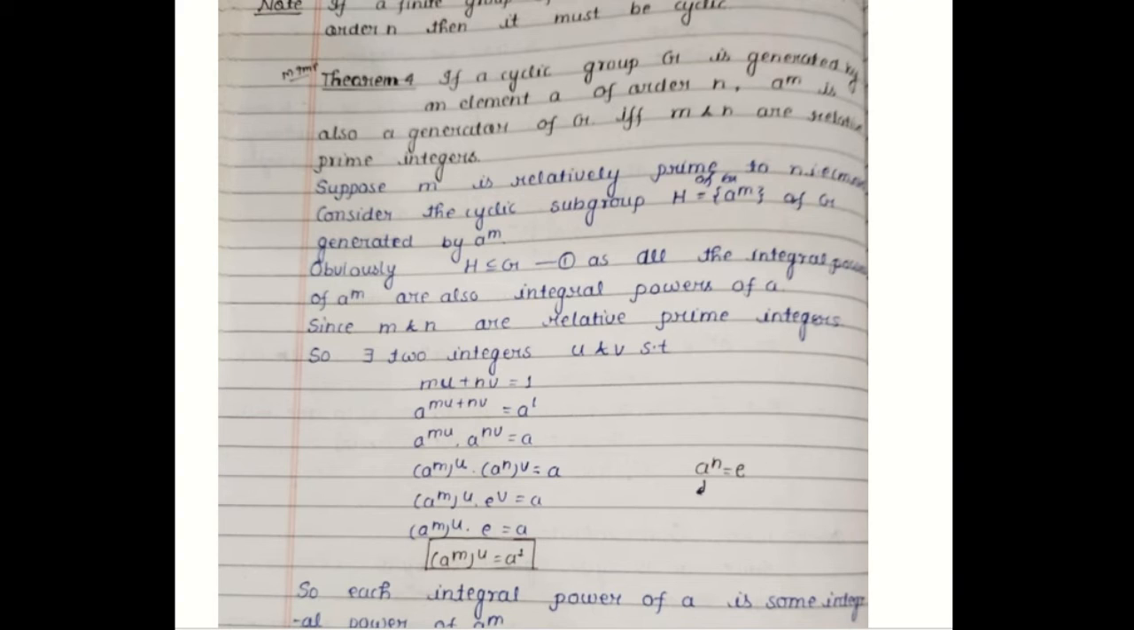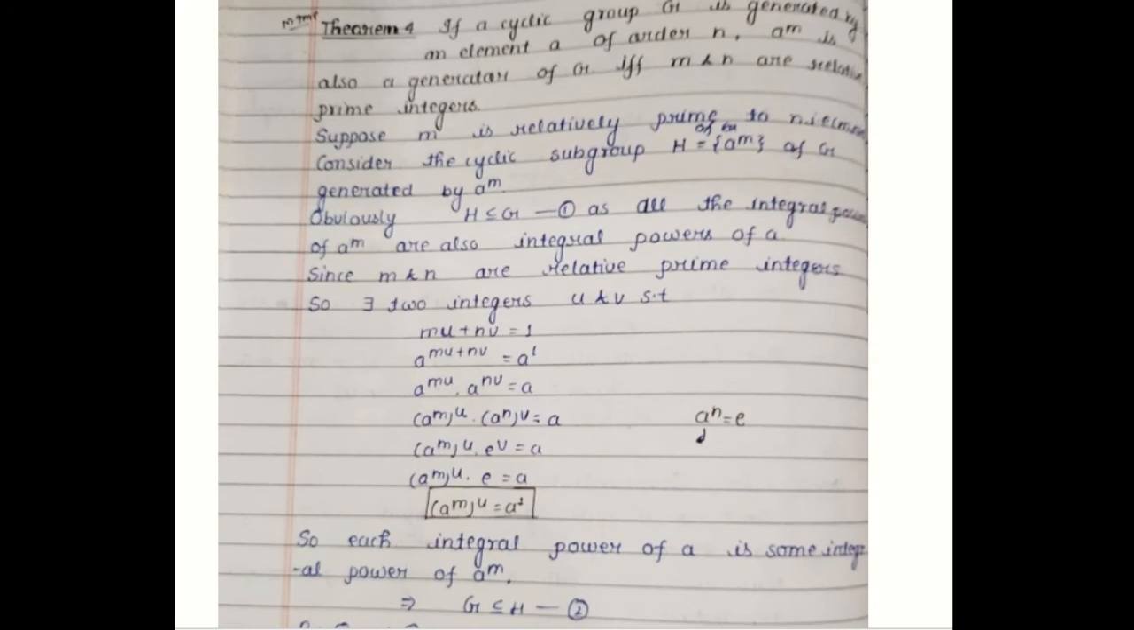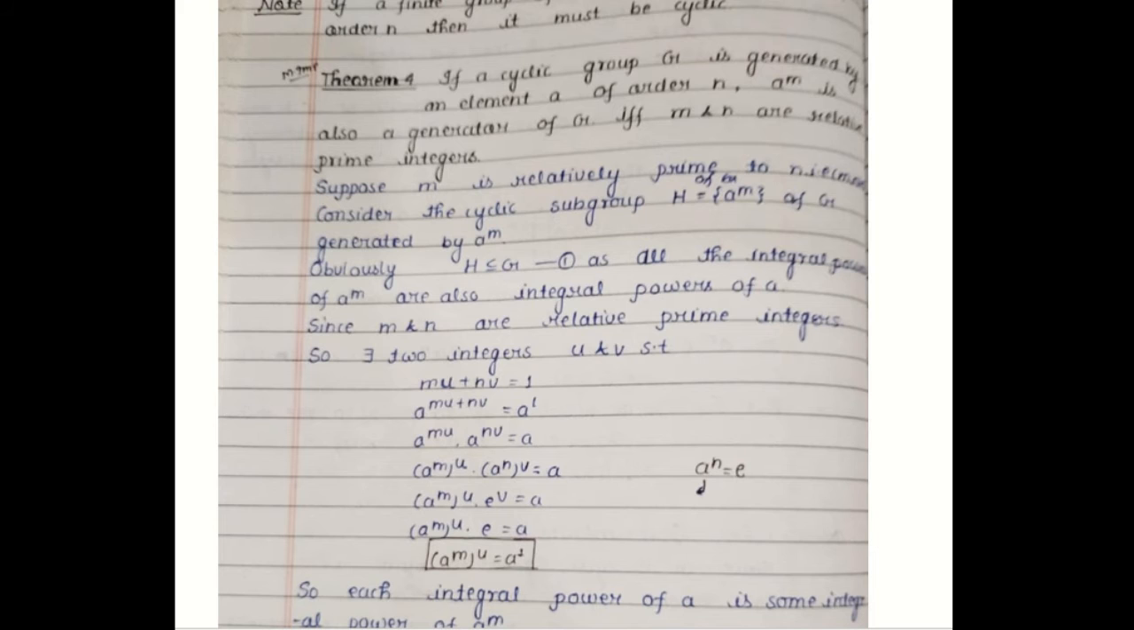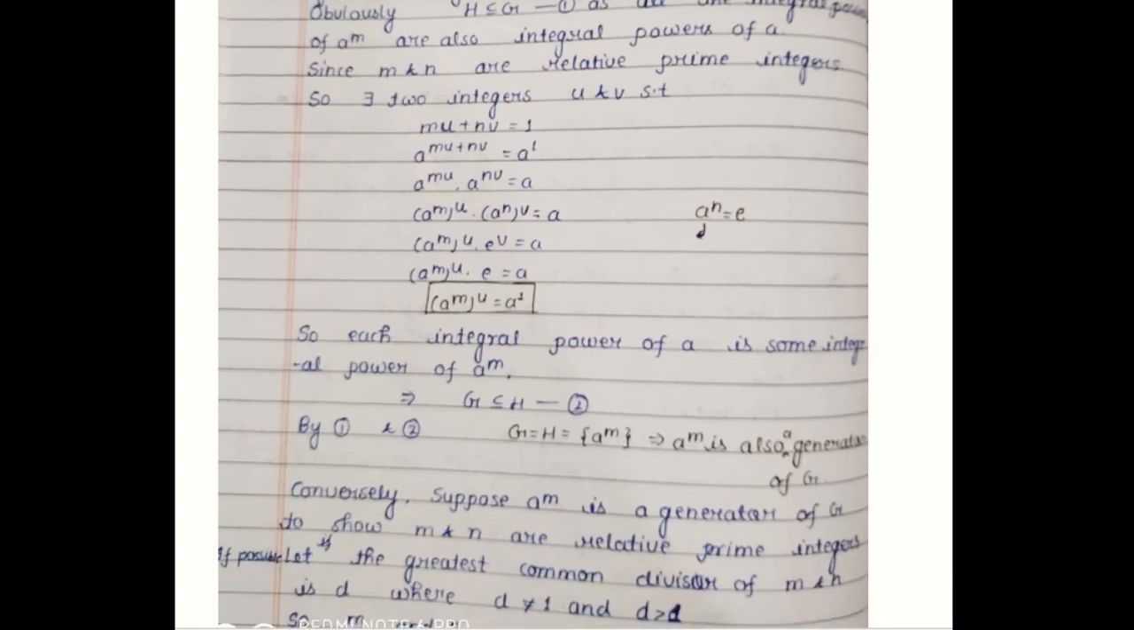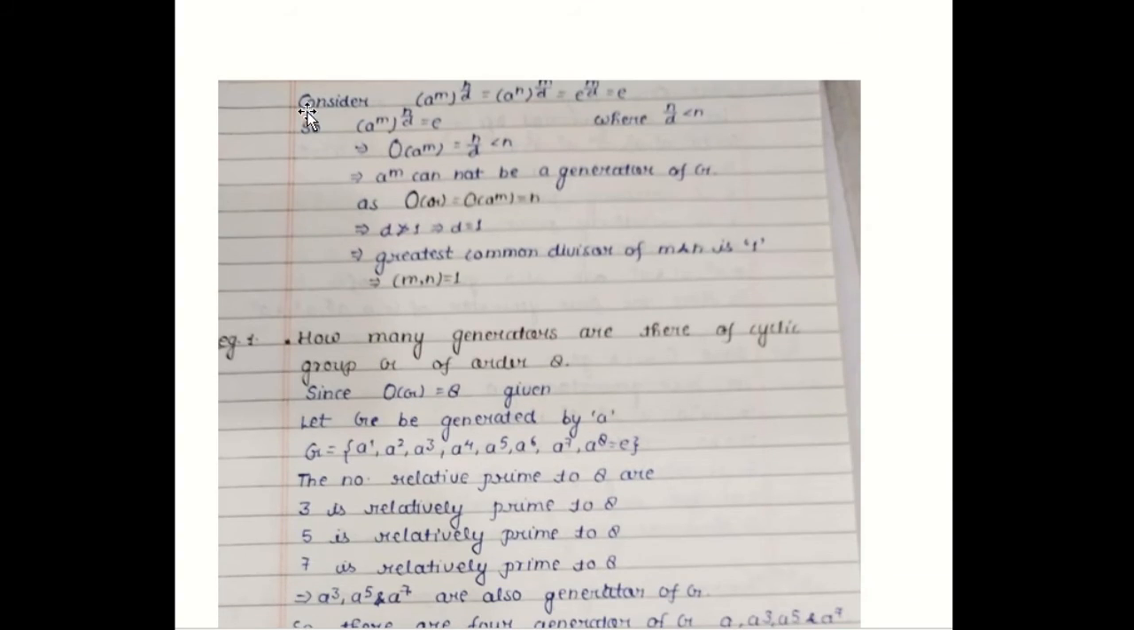This is equal to a to the power n to the power m upon d, and a to the power mn is equal to e. So this is e to the power m by d is equal to e. So we have shown that a to the power m is equal to n upon d, which is less than n since d is greater than 1.